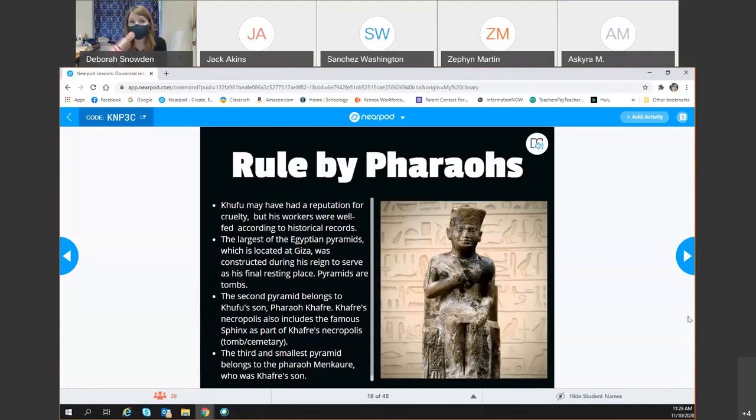The third and smallest of the pyramids at Giza belonged to Khafre's son, Menkaure. Each of these pharaohs was buried in that tomb. However, they have since been plundered. It was 4,500 years ago, so the tombs have long since been plundered. The bodies were no longer inside of the tombs. Most of the riches were stolen by tomb robbers, things like that.